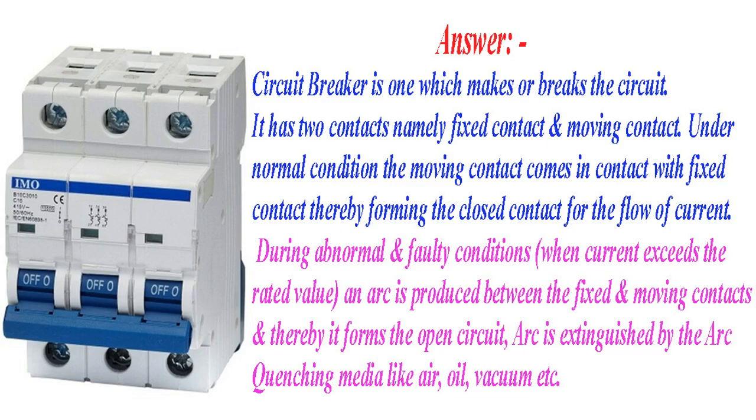Under normal condition, the moving contact comes in contact with the fixed contact, thereby forming the closed contact for the flow of current. During abnormal and faulty conditions, or when current exceeds the rated value, an arc is produced between the fixed and moving contacts, and thereby it forms the open circuit. Arc is extinguished by the arc quenching media like air, oil, vacuum, etc.